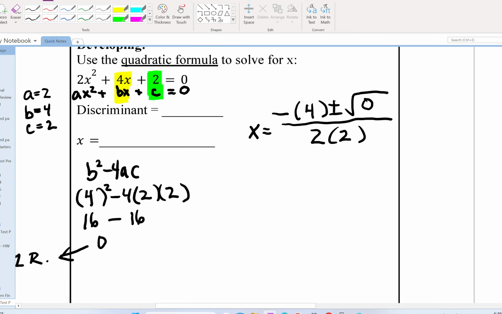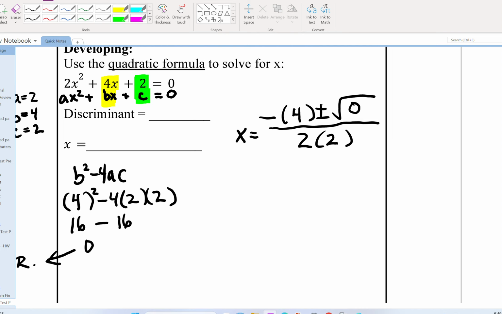And so the square root of 0 is just 0. And adding 0 doesn't change anything, and subtracting 0 doesn't change anything. And so you end up with just this, and that's just the one solution. That's how this works, where you only get one. So we're going to simplify this. We would get negative 4 over 2 times 2, which is also 4, and negative 4 divided by 4 would be negative 1.